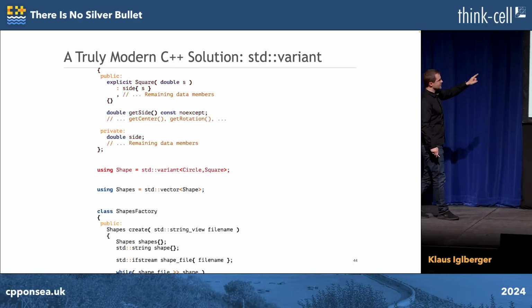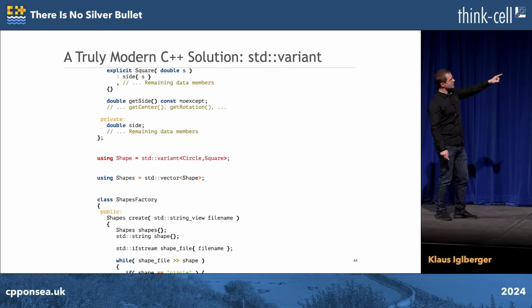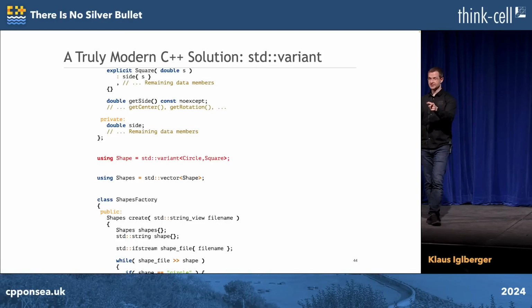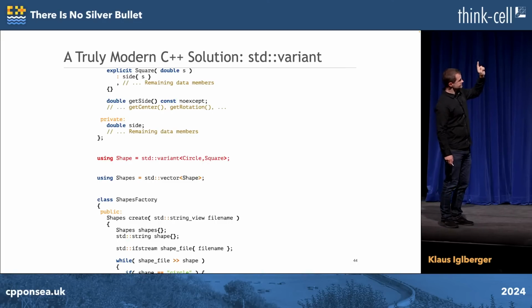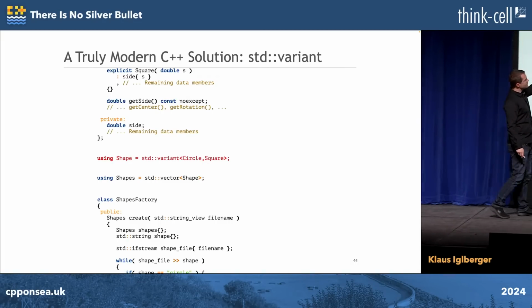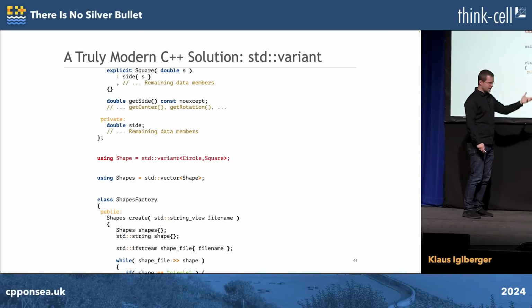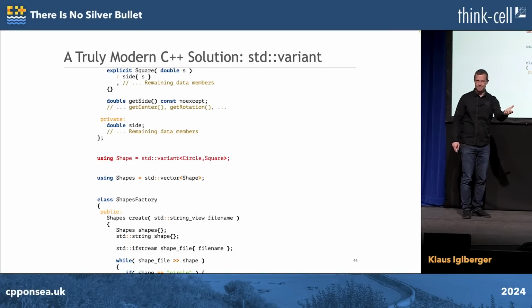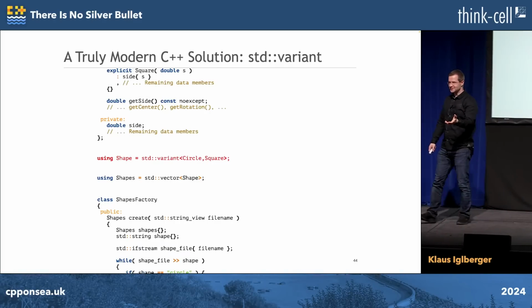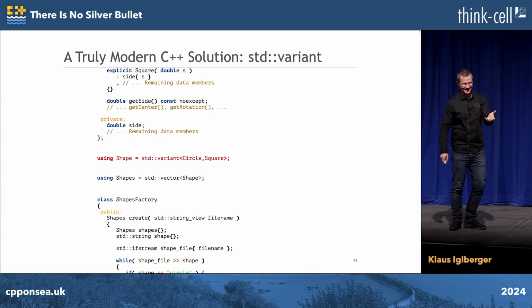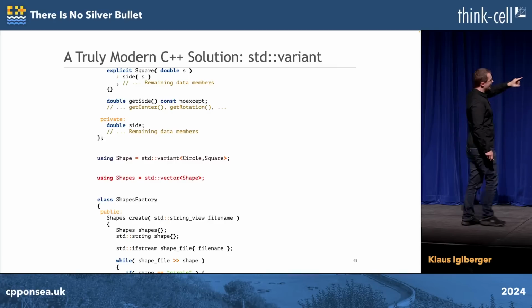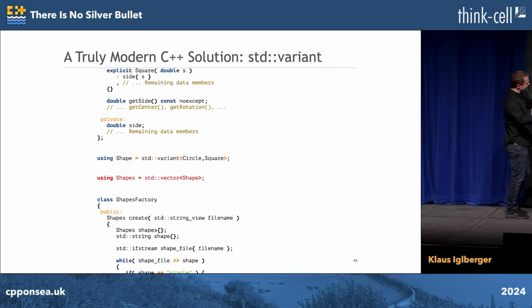But then here, std variant. This is where I now put std variant to good use. So my variant stores different kinds of shapes: circle, square, and potentially a few more. So what would be a good name for a thing that abstracts from different kinds of shapes? Well, shape. So that's kind of replacing our base class. Not bad. And there's even something more. I now put variants into the vector, the vector of shapes.